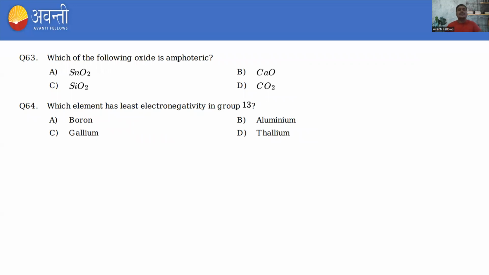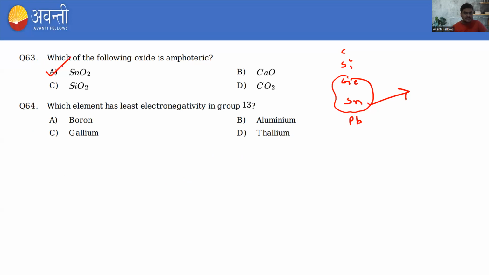Now, which of the following oxide is amphoteric? In this question, they are asking which of the following oxide is amphoteric in nature. So you have to identify the amphoteric oxide. Out of these, we know the group: carbon, silicon, germanium, tin, lead, right? So these two are generally used in making semiconductors. So Sn, that is SnO2, is amphoteric in nature because it reacts with both acid and base. So we can say that they are amphoteric in nature.